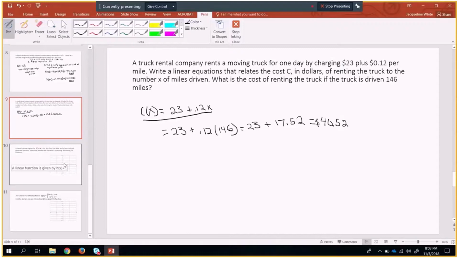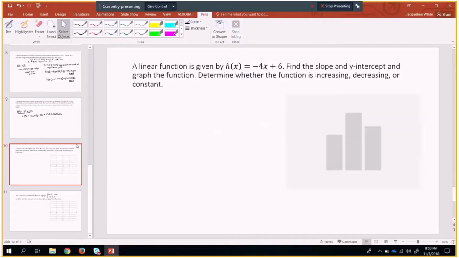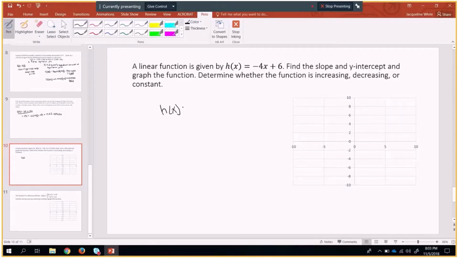Let's move on to second to last one, the penultimate question. I know you guys are excited. So we have a linear function is given by h of x is equal to negative 4x plus 6. Find the slope and y-intercept and graph the function. This is kind of just review, right? What's the slope of a linear function? It's whatever m is equal to, right? And what is the form of a linear function? Y is equal to mx plus b, right?